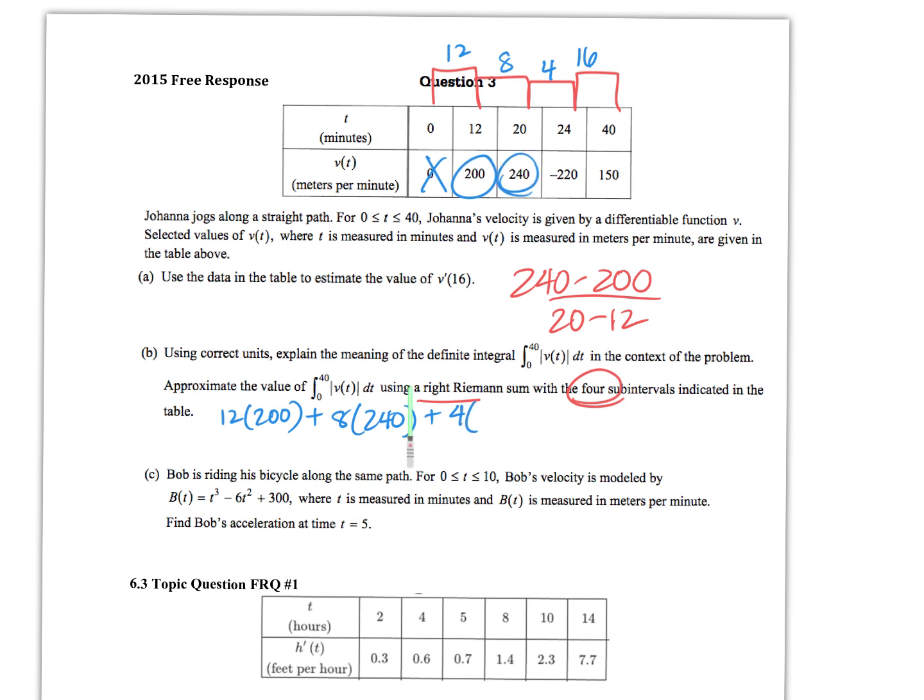Careful. Remember what they wanted here? Yeah, because that absolute value. So we're going to make that a positive 220. And my 16 times a positive 150.